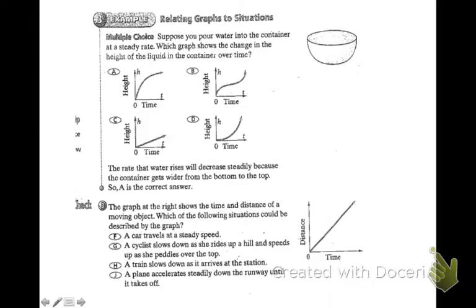So if you turn the page, let's do some multiple choice ones here. Let's relate the graph to the situation. Suppose you pour water into a container at a steady rate. Which graph shows the change in the height of the liquid in the container over time? Now, realizing that the container gets wider from the bottom to the top, the correct answer would be A.